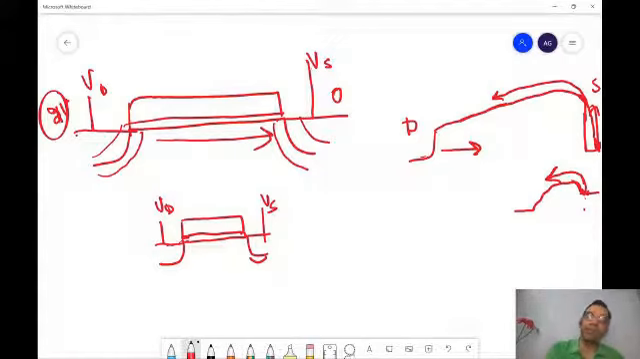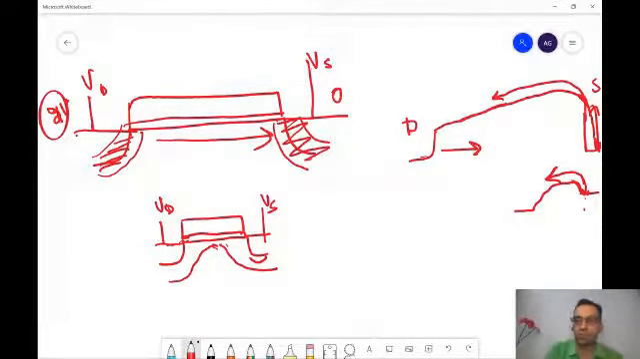This happens because over here we saw that depletion regions were far apart, whereas in short channel devices, depletion regions actually start to come very close to each other. As they start to come close to each other, the barrier starts to reduce. Questions?